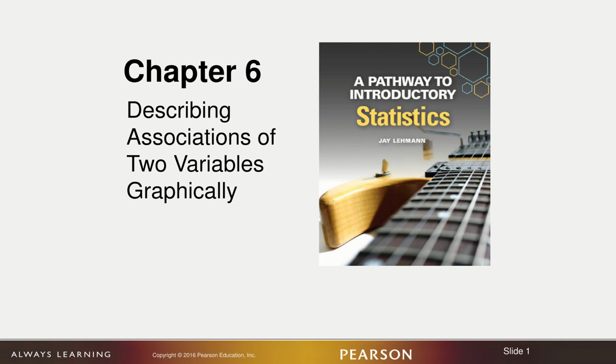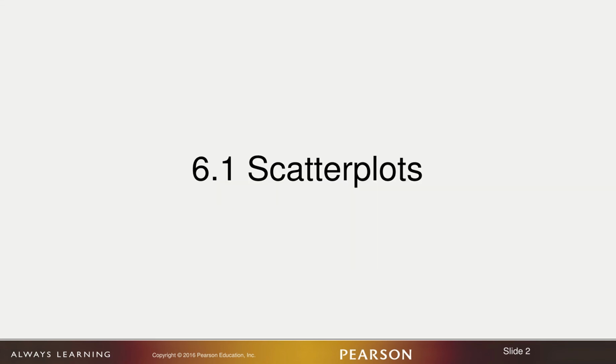Hello, everyone. In this chapter, we're going to learn about the association between two variables graphically. The statistical tool for studying such associations is called a scatterplot, and we'll learn how to handle those both manually as well as using technology.